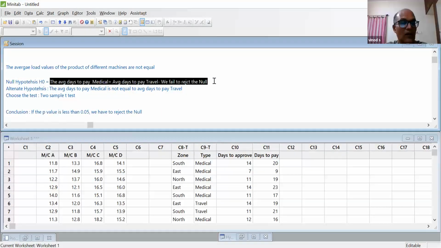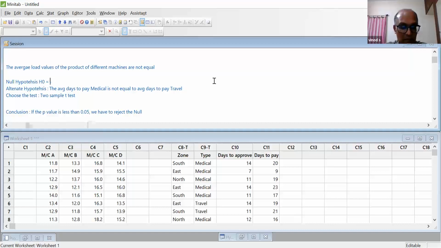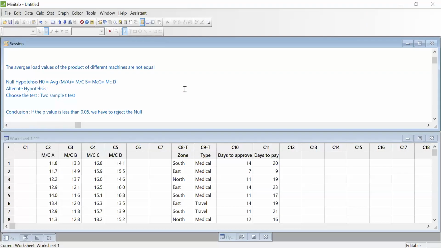The average value of machine A equals machine B equals machine C equals machine D, right? Okay, so this is your null hypothesis. What is your alternate? What will be the alternate? Average values are not equal.